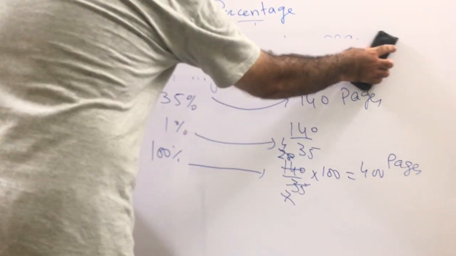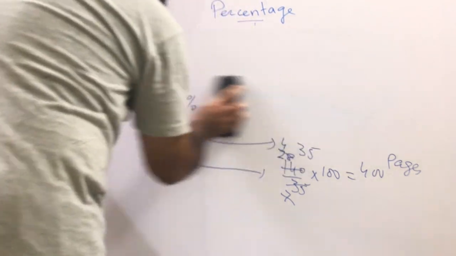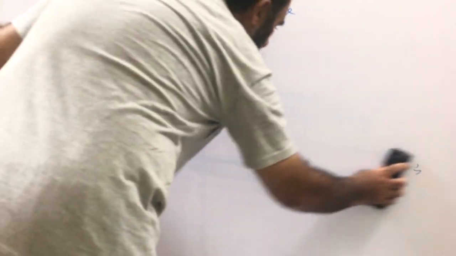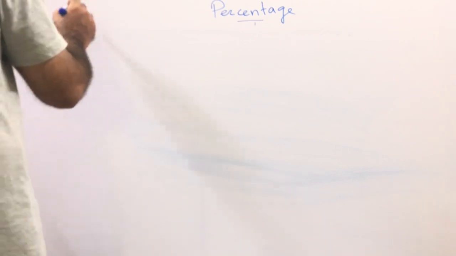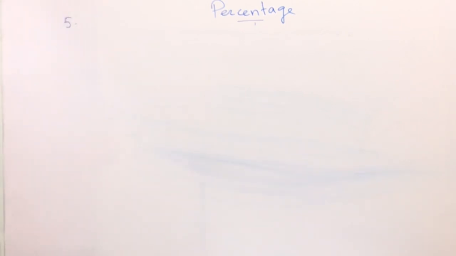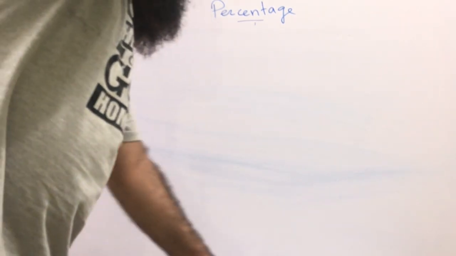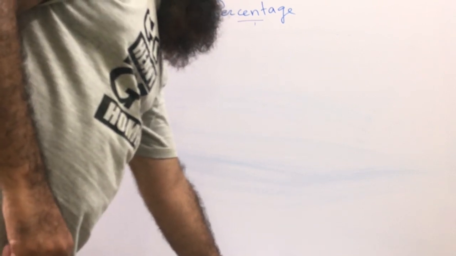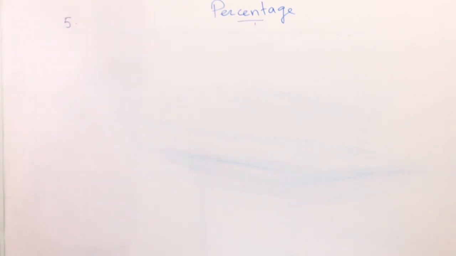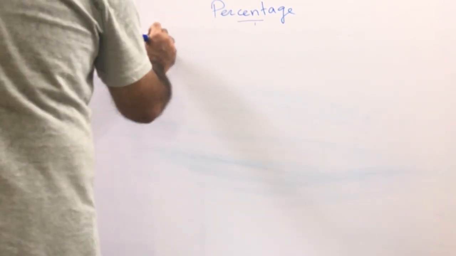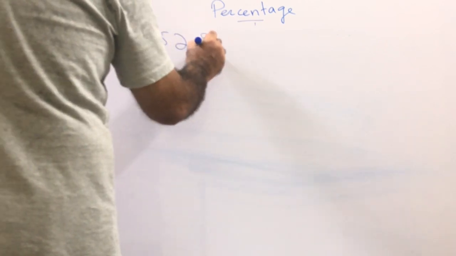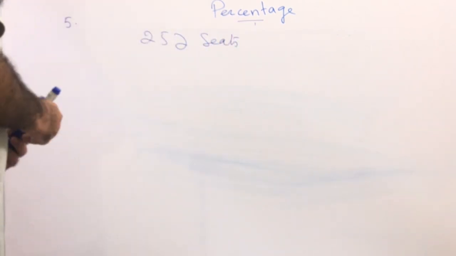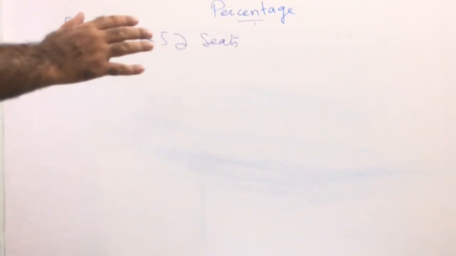Now we will be moving to the next page, which is page number 97. This is question number 5. It says, in a concert hall, 252 seats are occupied. 84% of the seats in the concert hall are occupied. How many seats are there in the concert hall altogether? It is given that 252 seats are there, and it represents 84%. So we need to find the total seats.